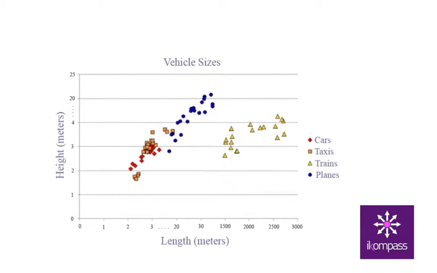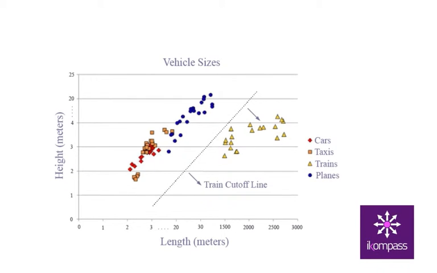If we gave this vehicle classification problem to a person instead of an algorithm, how would they do it? Well, the first thing to do is separate the trains. Everything else is more or less than 1,500 meters. But the trains are long, which makes them the low-hanging fruit of this problem.